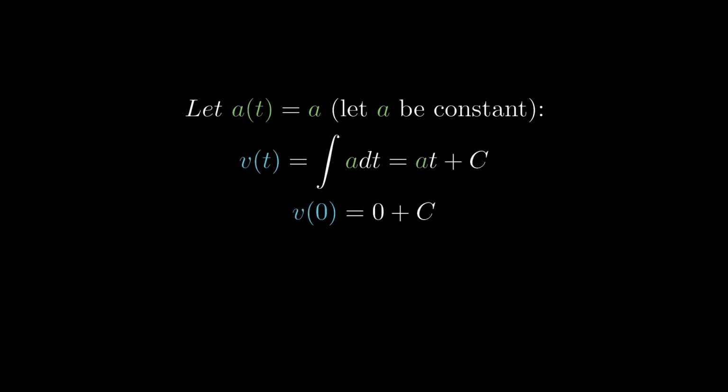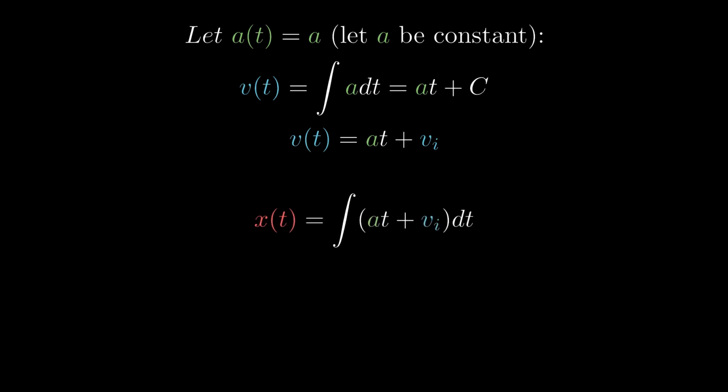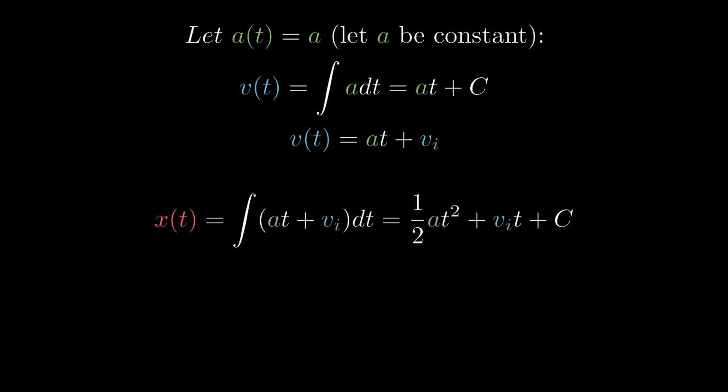Plugging in t equals 0 shows us that the constant c is actually just the initial velocity, which we'll write like this. Now we can go from velocity to position in the same way, and once again, the extra constant is just our initial position.